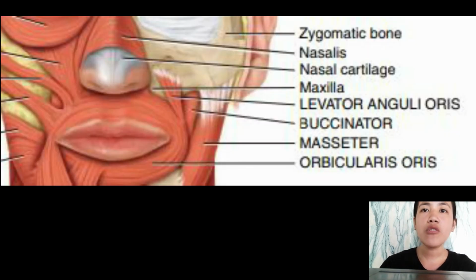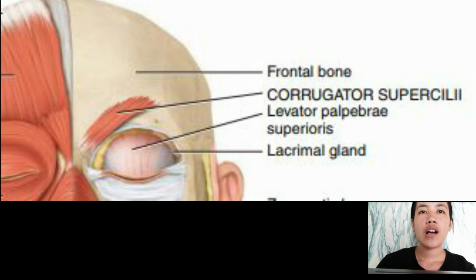And frowning and pouting are largely performed by the depressor anguli oris. Another example is the corrugator supercilii that draws the eyebrow inferiorly and wrinkles the skin of the forehead vertically as in frowning. So it is responsible for frowning. The corrugator supercilii is in here. So if you frown, it elevates.